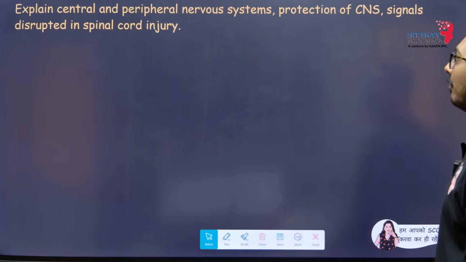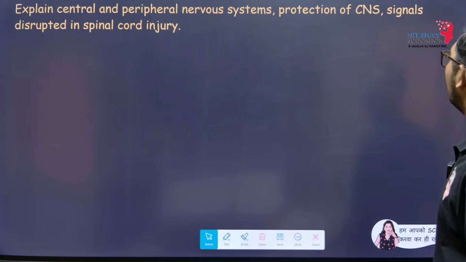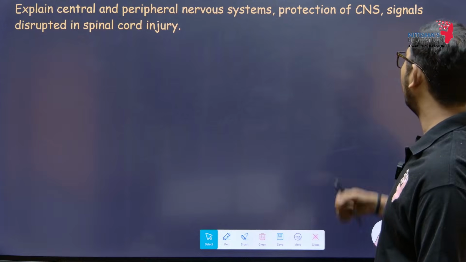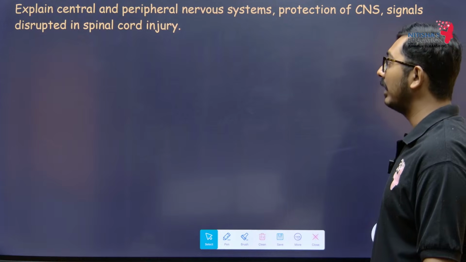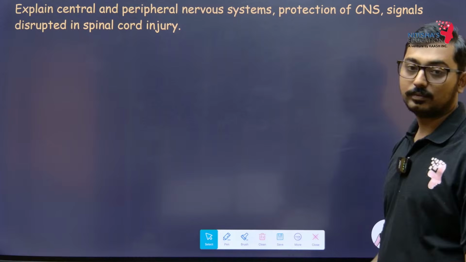Explain central and peripheral nervous system, protection of CNS or central nervous system, signals disrupted in spinal cord injury.